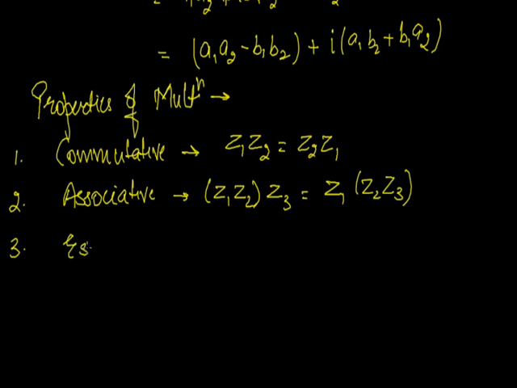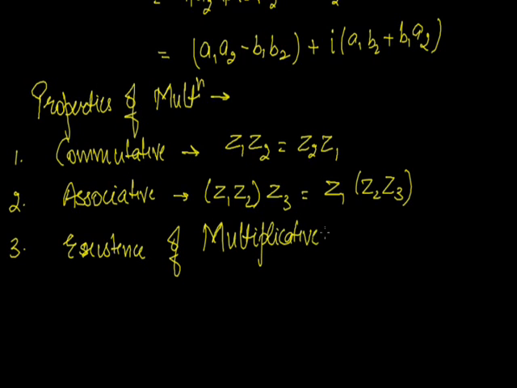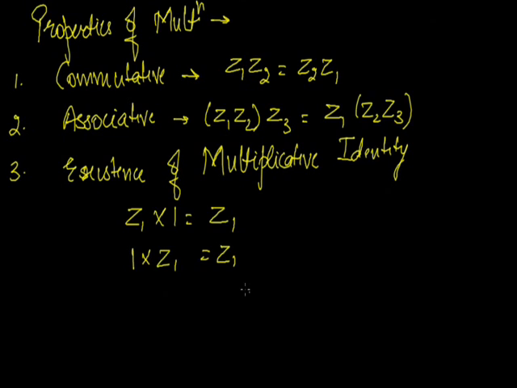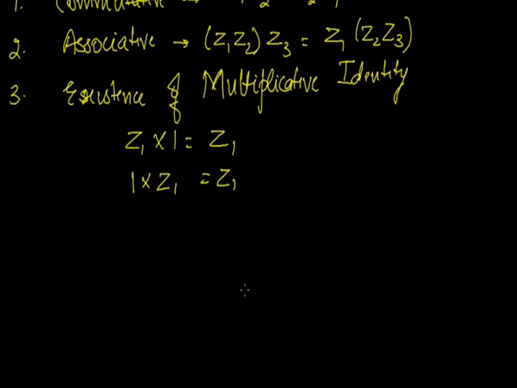Next is existence of multiplicative identity. As we said, additive identity is 0. So now we'll check what is multiplicative identity. When we multiply z1 into 1, we get z1 only, and when we multiply 1 into z1, then also we get z1. So multiplicative identity is always 1 and additive identity is always 0.